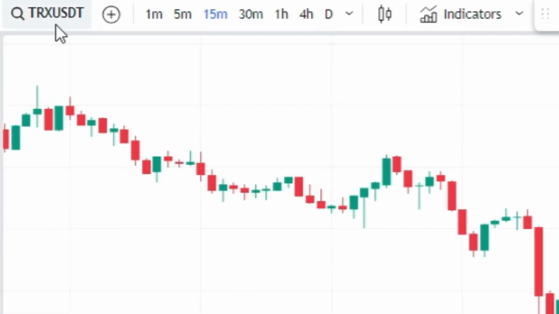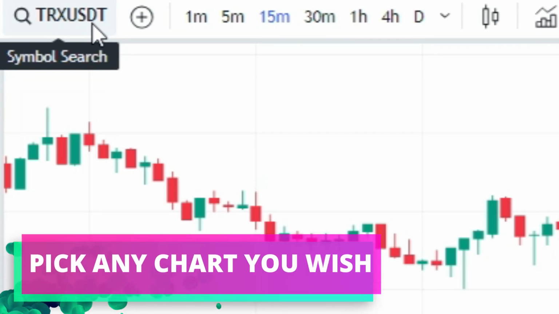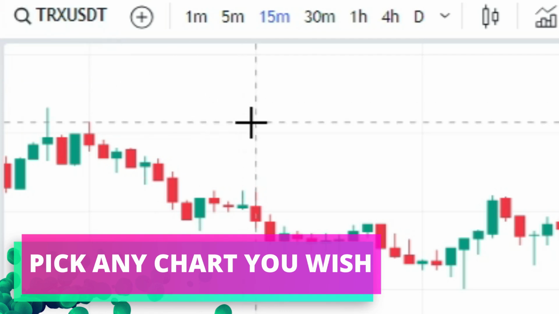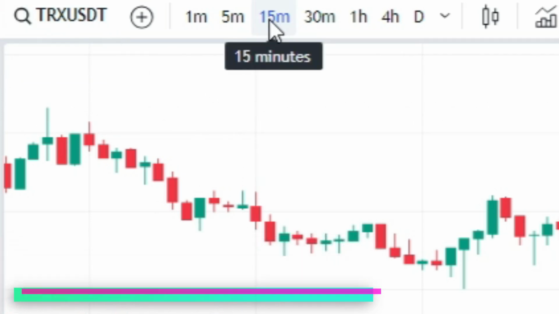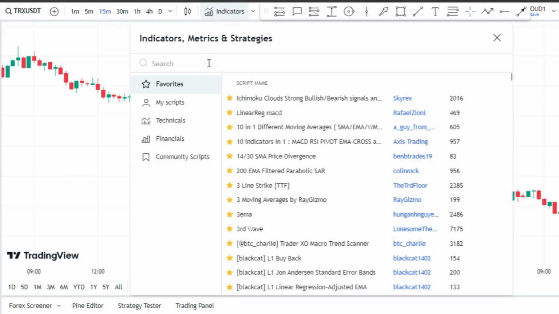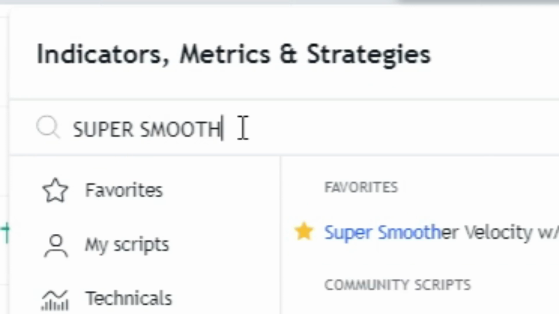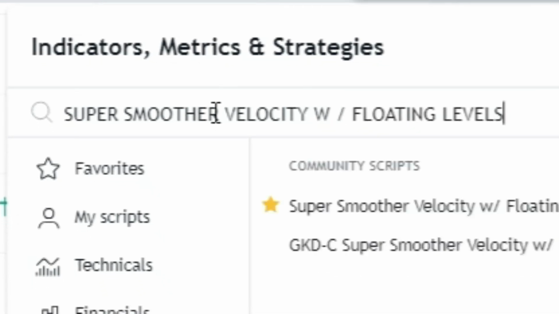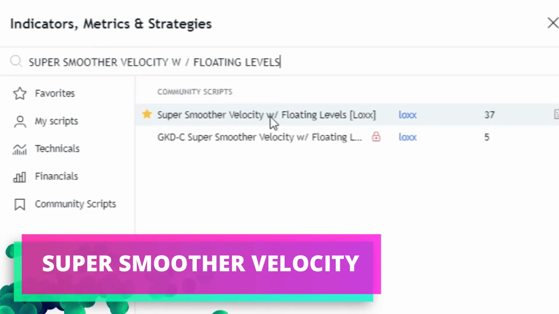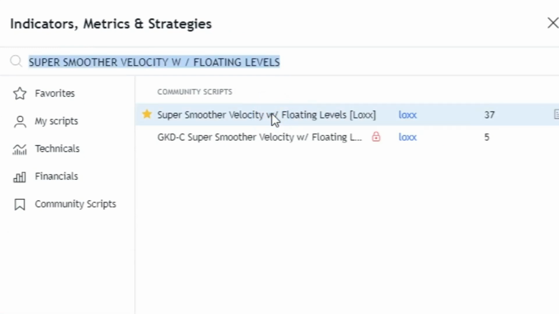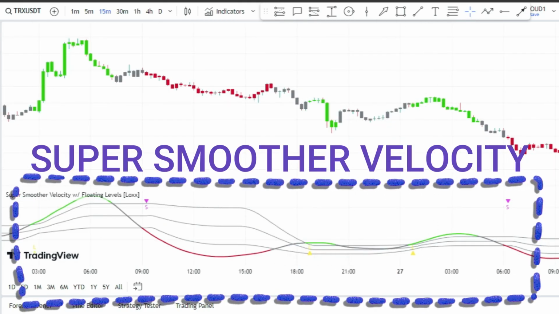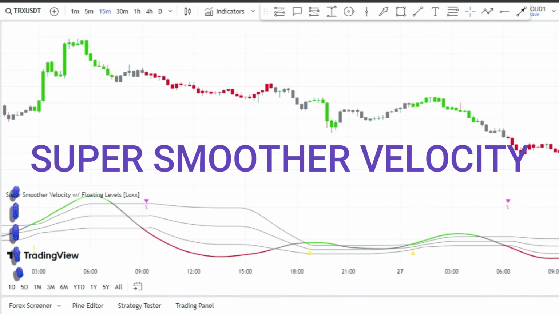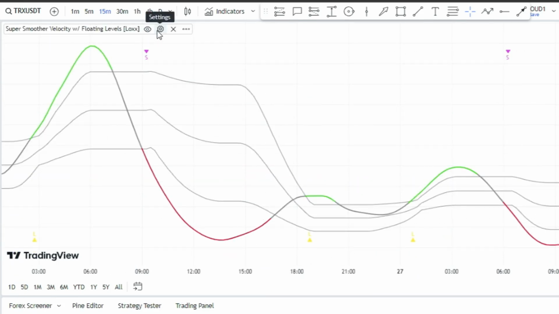First, make your way to the TradingView website and pick a chart. Next, navigate to the indicator section and add the super smoother velocity indicator to your chart. We'll need to tweak some settings, but don't worry, I'll guide you through it.